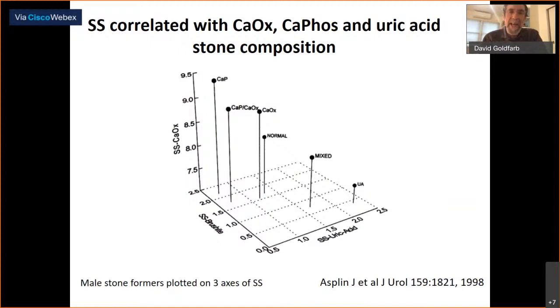You can see that on the x-axis is the supersaturation of uric acid, and that was highest on the far right there for patients with uric acid stones. The y-axis is brushite, and you can see that that was highest for patients who had calcium phosphate stones. And the supersaturation for calcium oxalate is the z-axis, and that was elevated for patients with calcium stones as compared to mixed or uric acid stones. So there certainly is a value in getting the supersaturation as correlating with stone composition, calcium or uric acid, and Glenn discussed that data. Next slide.